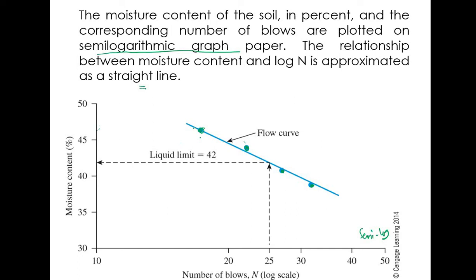After that, you connect the points together, and the straight line that was formed, you call that your flow curve. So after that, we project the value of N at 25. So project it going towards the flow curve to where it intersects the flow curve. We project it towards the moisture content. We get the reading at this point. This is now our value of liquid limit.